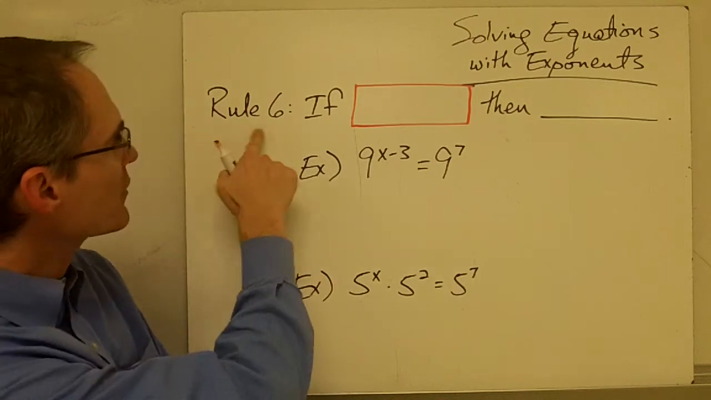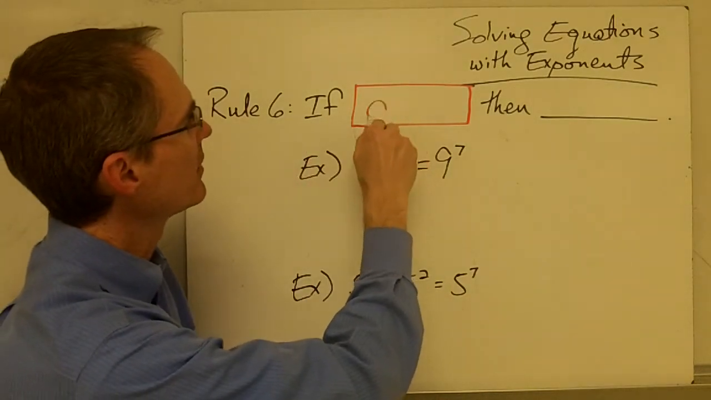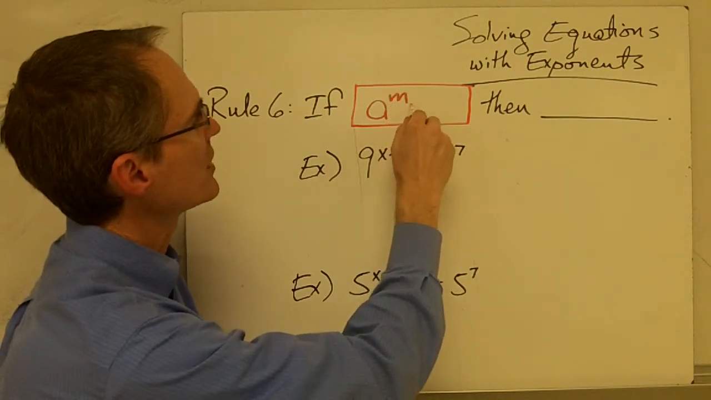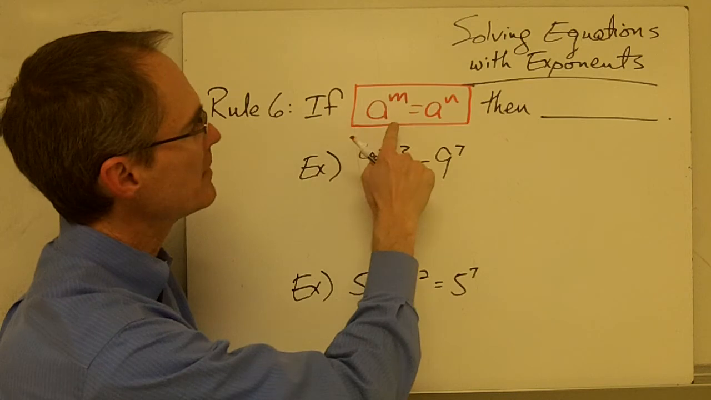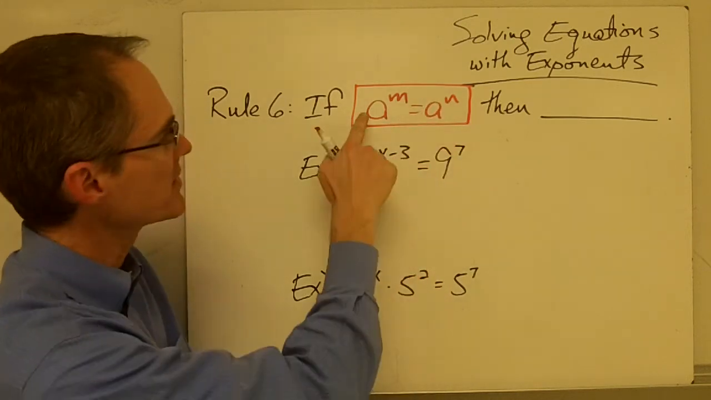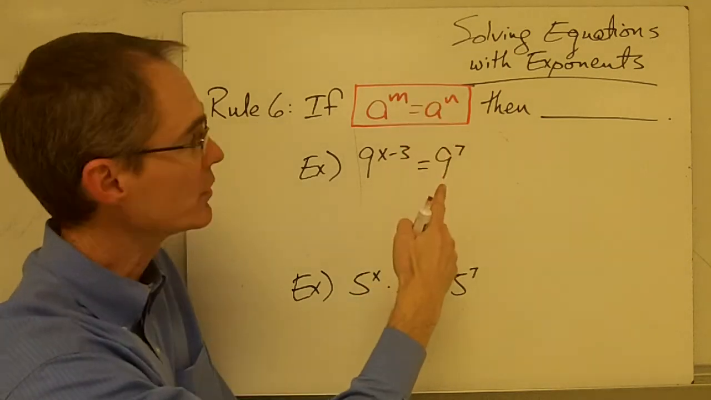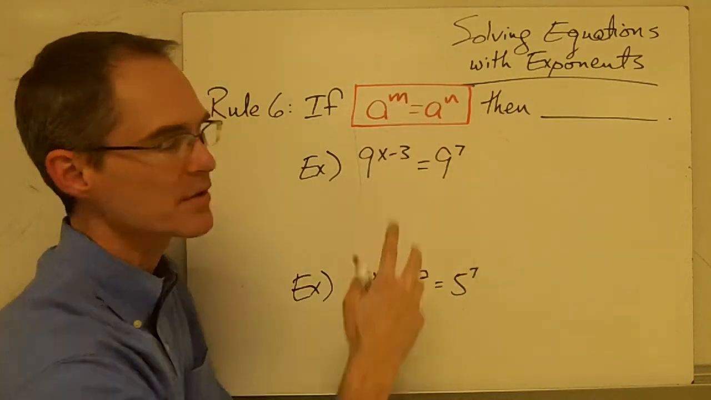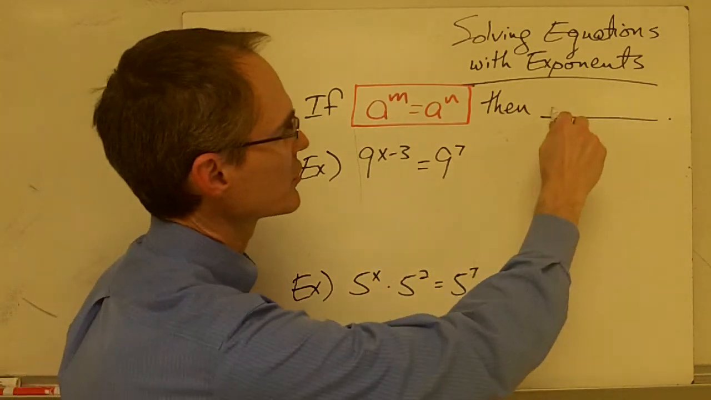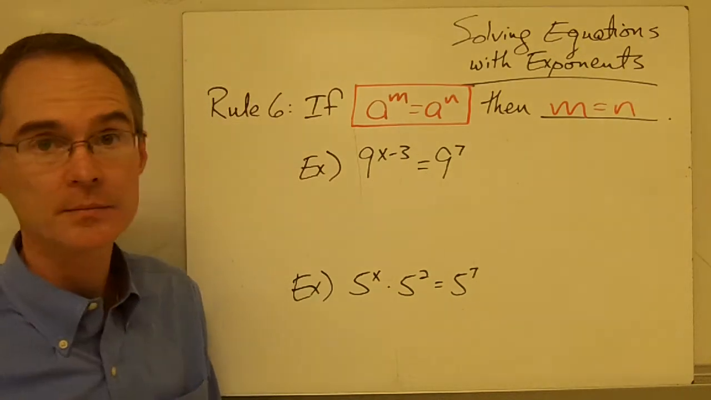So there's a rule, we're going to call it rule number 6, that says if we have an equation that looks like this, if we have a to the m power equals a to the n, that is, some number raised to a power equals that same number raised to a different power, then we can set the exponents equal to each other. So we can just write this, m equals n.